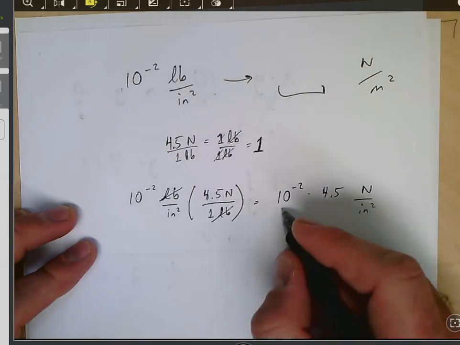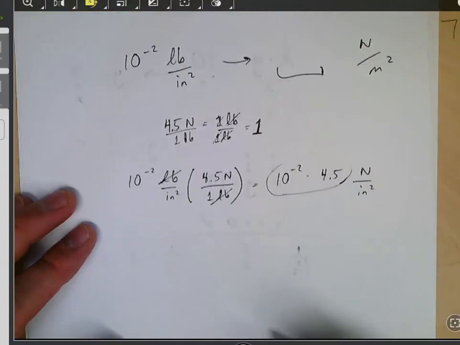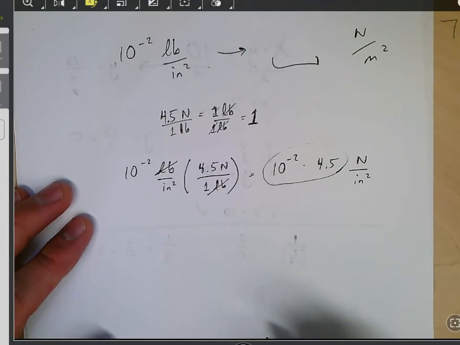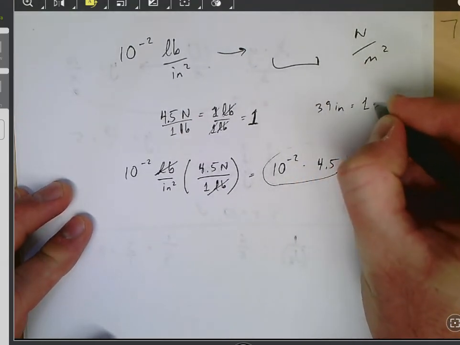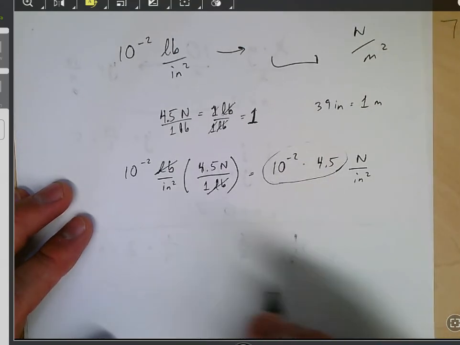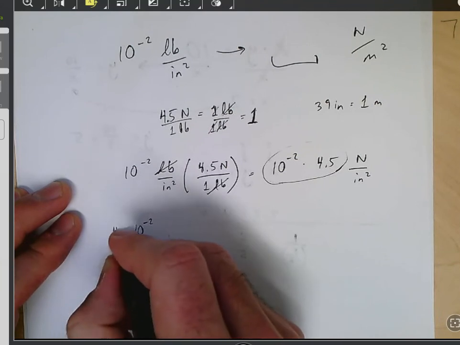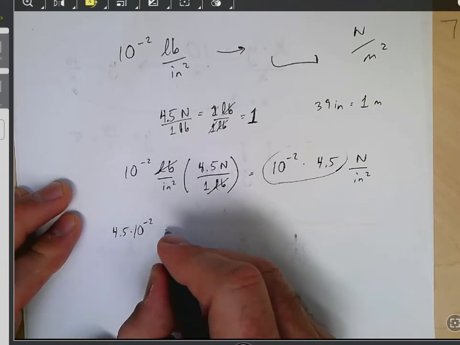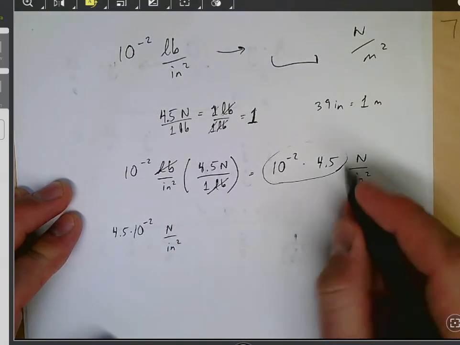Now we've got this number here. I'm going to leave all these numbers as they are right now. We'll have newtons per inches squared. Now we've got to convert the inches squared to meters squared. Well, I happen to know that 39 inches is equal to 1 meter. Now, you might think, well, don't we just do the same thing then? So don't we take our 10 to the minus 2, that'll be 4.5 times 10 to the minus 2 newtons per inches squared, just like that.